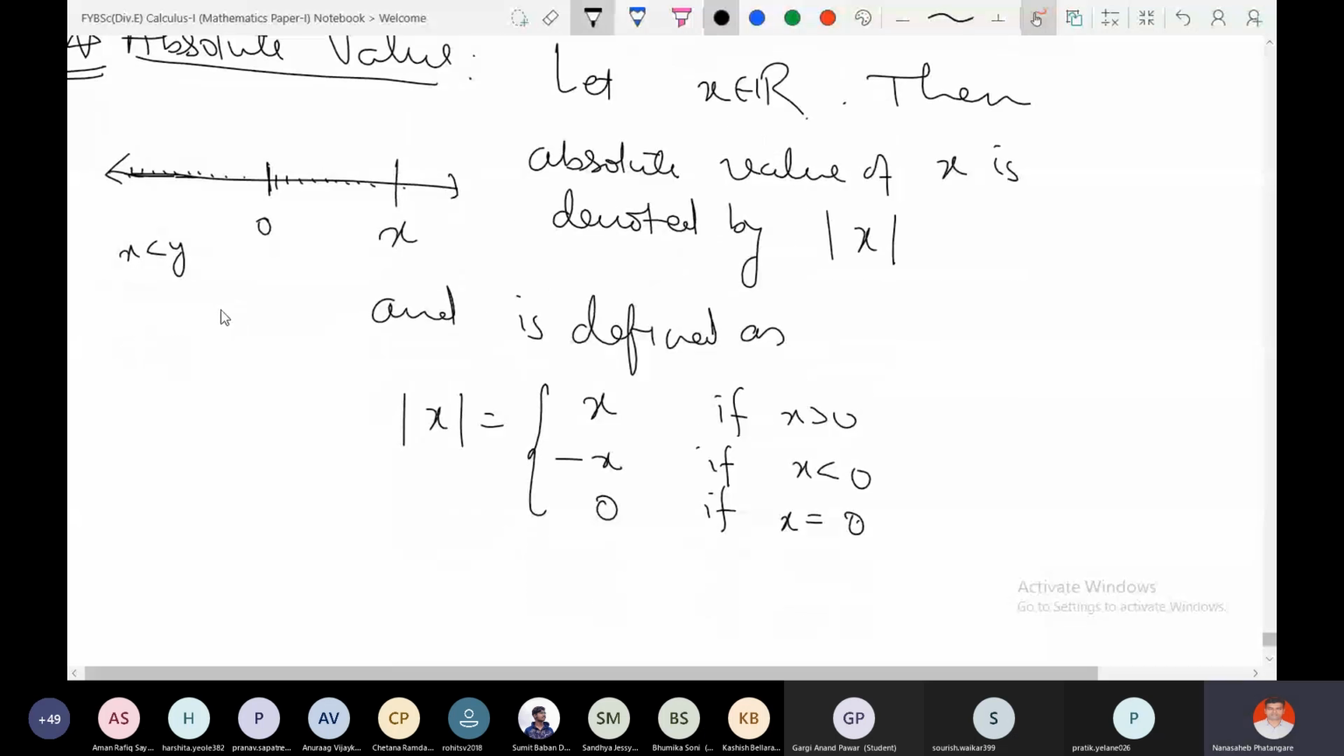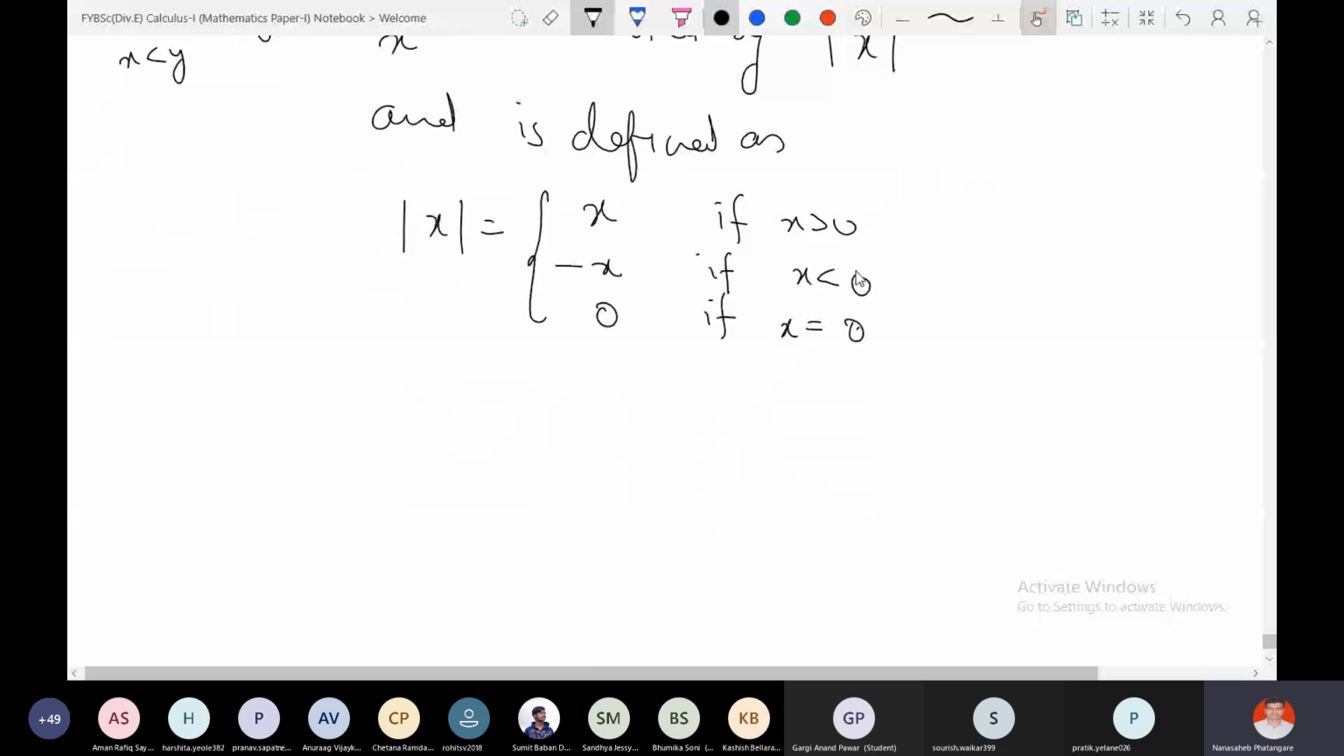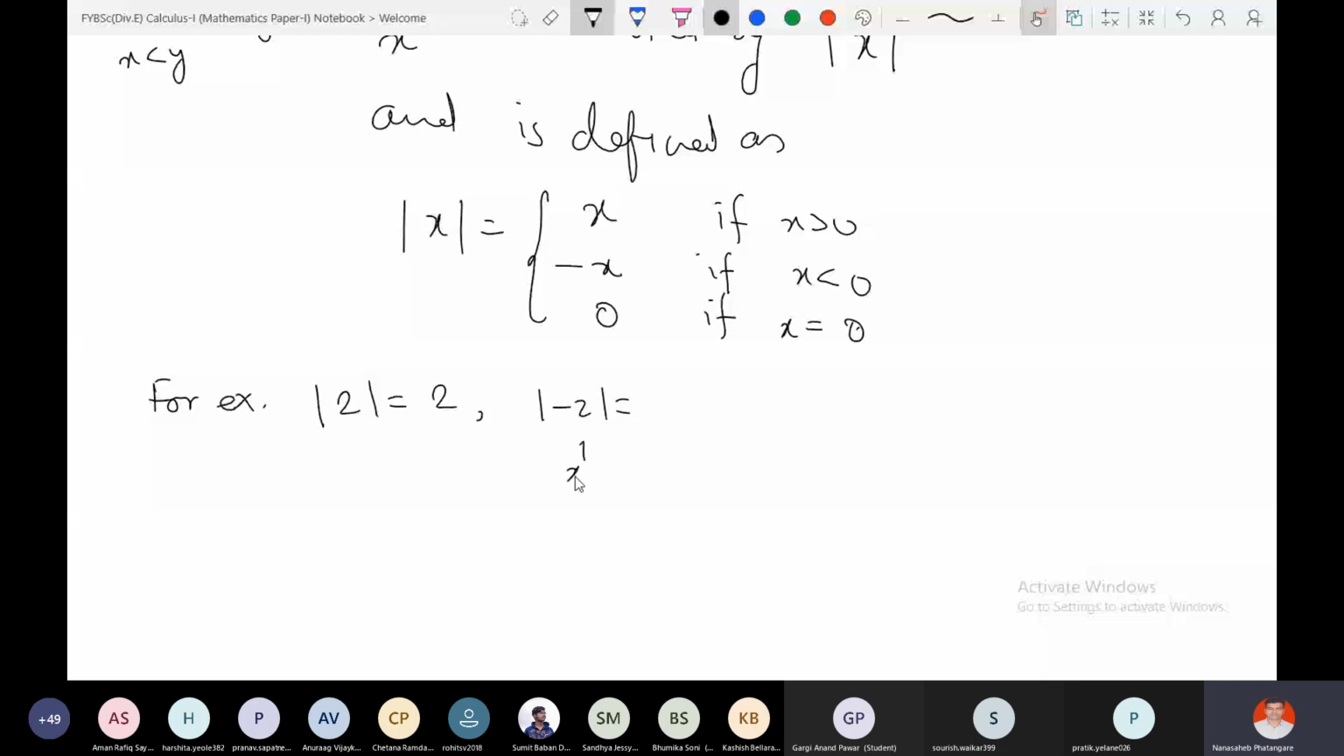But basically what is absolute value? For example, what is the absolute value of 2? The absolute value of 2 is 2, since 2 is positive. And the absolute value of minus 2? What is x in this case? x is minus 2 and x is negative, therefore its absolute value is minus x. But what is minus x? Minus of minus 2. By our previous discussion, minus of minus a is a, that is 2, and therefore the absolute value of minus 2 is also 2.